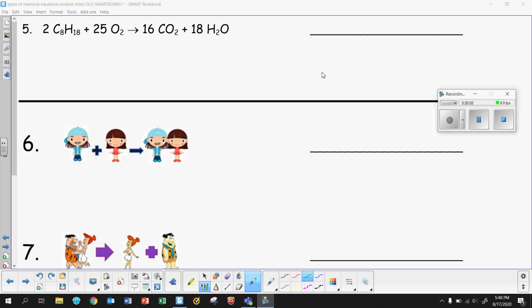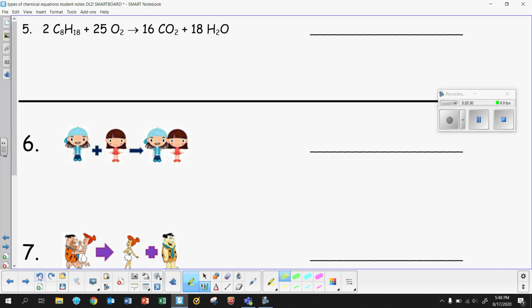Okay, it can't be double. It can't be double displacement because oxygen is not a compound. We don't have compounds everywhere. Yes, this C and H, that's a compound. The CO2 is a compound. The water is a compound, but the oxygen isn't. So it can't be double displacement. It's only double if everything is a compound. 2 compounds on the reactant side, 2 on the product side. All right. So what else might it be?